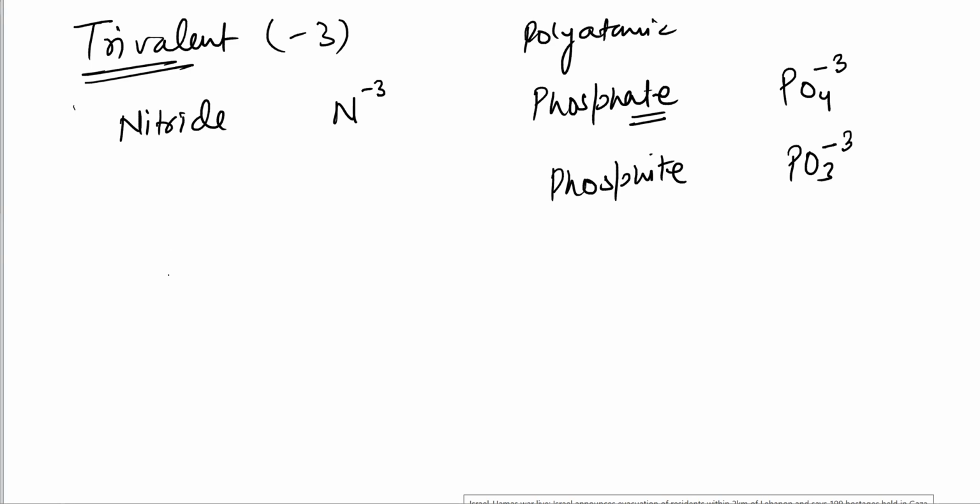Now in -4, we don't have any atom that is going to have -4. Like we have carbon and silicon that are going to have +4. So that's all for this one.